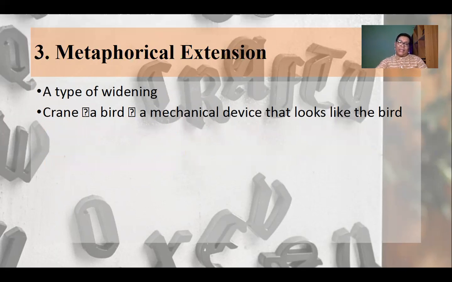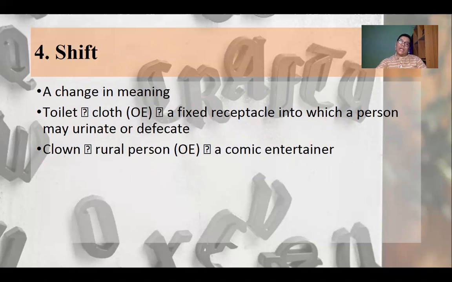So aside from the widening and narrowing, we also had metaphorical extension. This is actually an example of a widening. For example, when you say crane, we know that crane is a bird, but we could also say that a crane could be a mechanical device that looks like the bird. Whether it is old or modern English, I should say that metaphorical extension exists in both. We also have shift. That is a change in meaning.